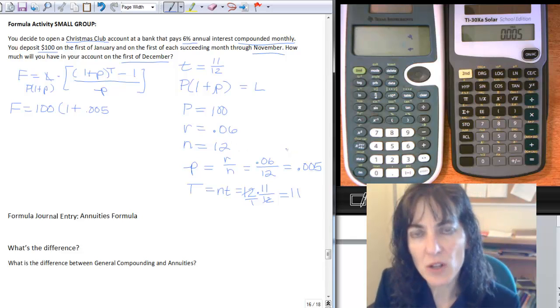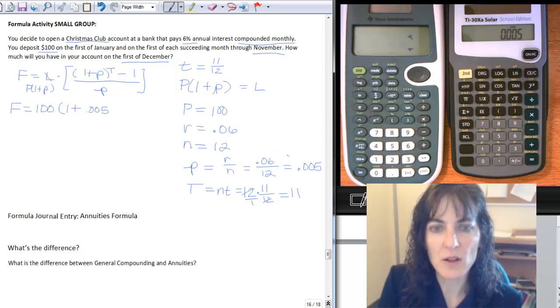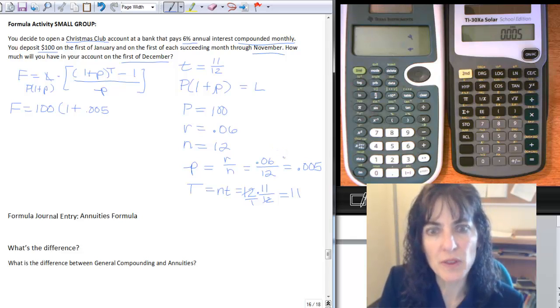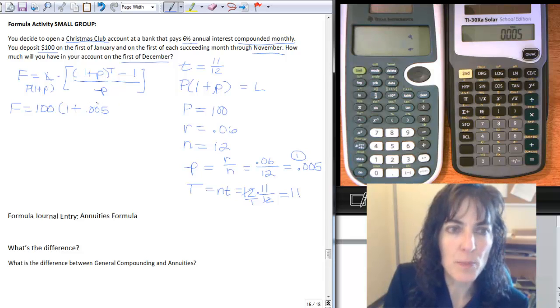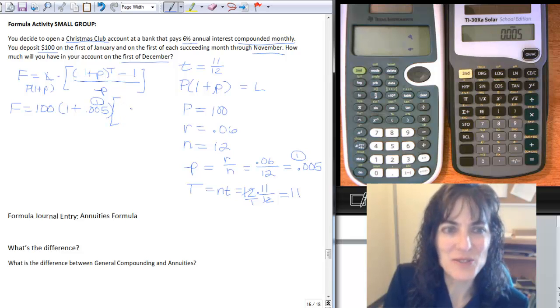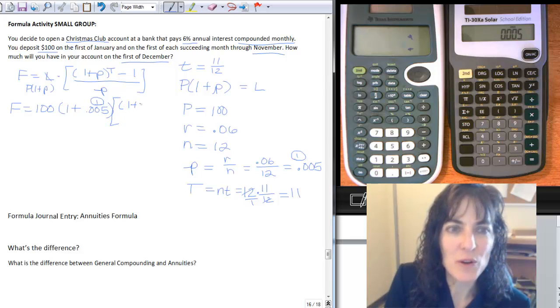Now if that was a long decimal, and sometimes you will get a long decimal, I'm going to show you what you should do with that. So you would want to store this in one of your bins. So I'm going to store this in bin 1 for this calculator, and I'll just write it up here. I'll show you that in just a second. Just for now, know it'll be in bin 1. And then I have 1 plus 0.005, and I'm going to show that'll be in bin 1 again, raised to the big T, which is 11, minus 1 over that 0.005, and that'll be in bin 1 as well.